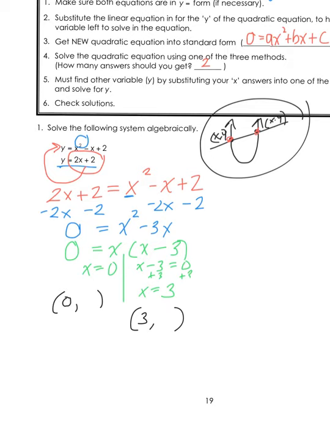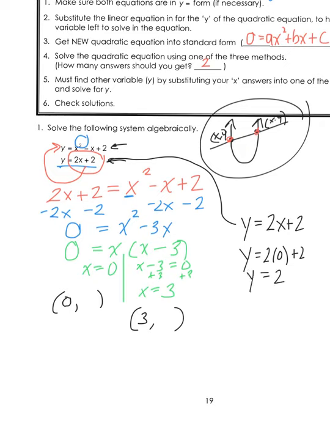Now, what would I rather plug into, the line or the parabola? I'd rather plug into the line. 10 times out of 10, I'd rather plug into the line. Y equals 2x plus 2. So I'll start by plugging in 0. When I plug in 0 for x, I get y equals 2. So in that point, it's 0, 2. There's one of my answers, an intersection point. Now I'm going to plug in 3.